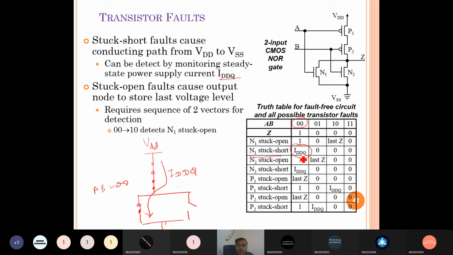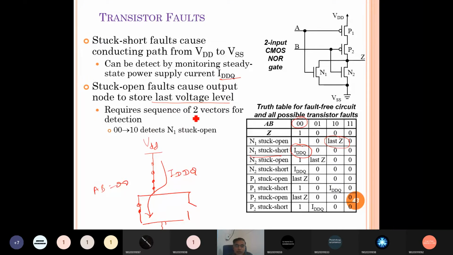Now how can we detect the open faults? A stuck-open fault causes the output node to store the last voltage value; it forces the output to hold the last value. So here we have seen when we give 1 0 and N1 is stuck open, it is holding the last state. By detecting whether it is holding the last state or not, such an open fault can be detected using this process.